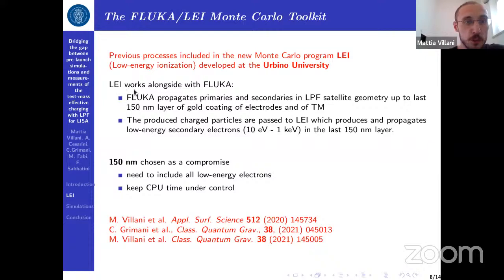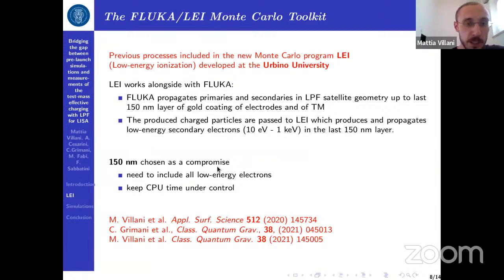LEI is thought to work alongside LUCA. LUCA propagates all primaries and secondary particles in the LISA Pathfinder satellite geometry up to the last 150 nanometer layer of gold coating of the electrodes and test masses. All these charged particles are propagated by LEI in this 150 nanometer layer, producing and propagating low energy secondary electrons in the range from 10 electron volts to 1 keV.